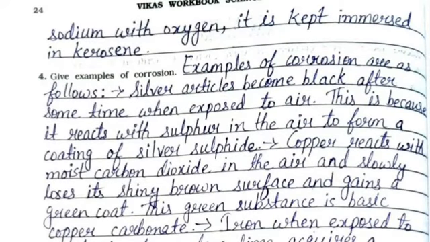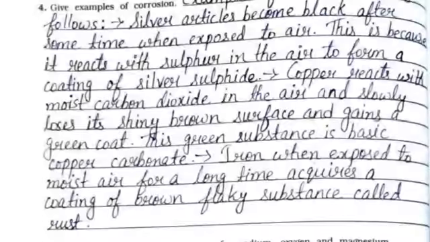Fourth one, give examples of corrosion. Examples of corrosion are as follows. Silver articles become black after some time when exposed to air. This is because it reacts with sulfur in the air to form a coating of silver sulfide. Copper reacts with moist carbon dioxide in the air and slowly loses its shiny brown surface and gains a green coat. This green substance is basic copper carbonate.